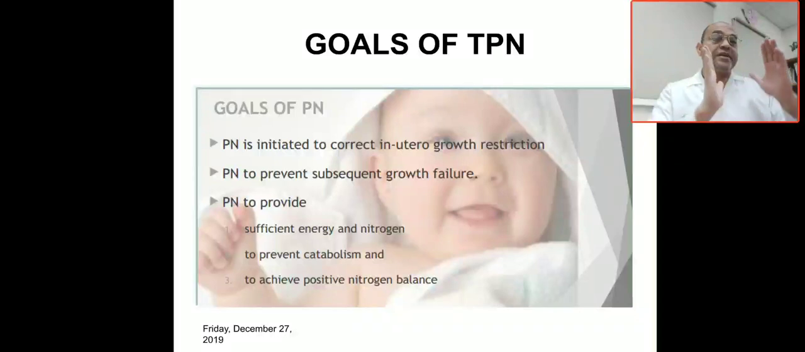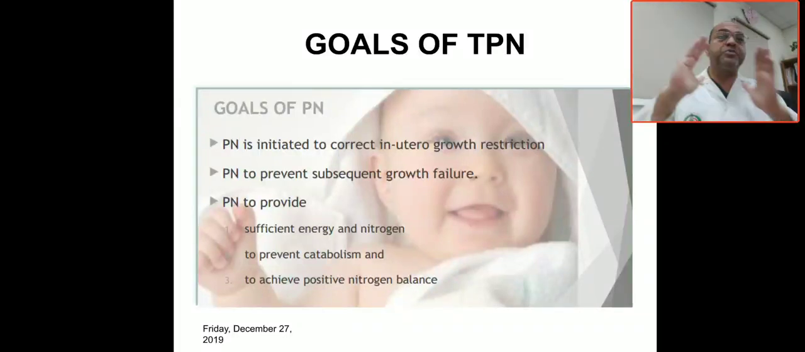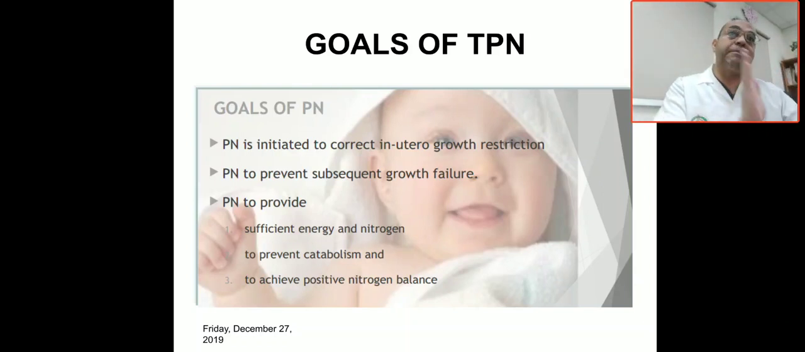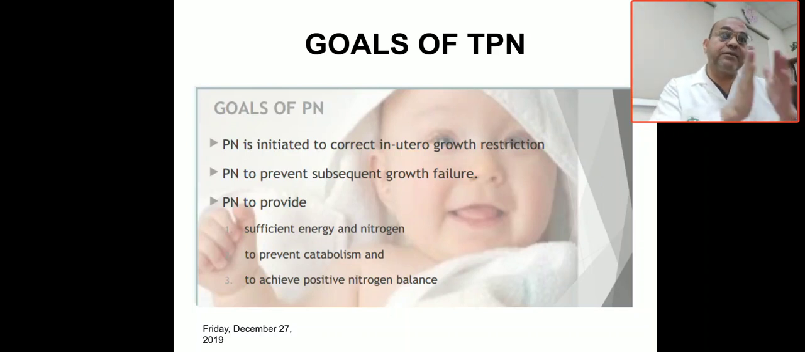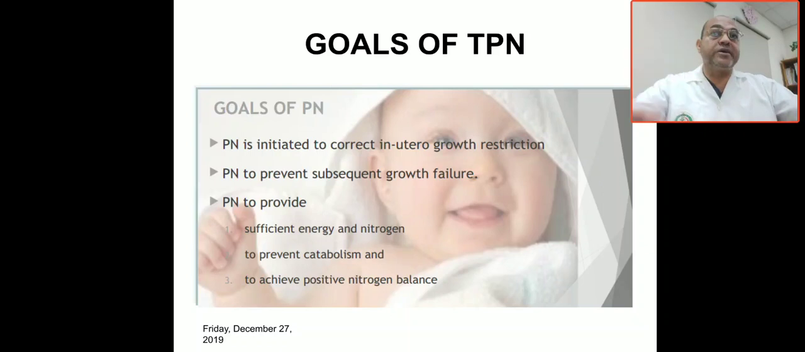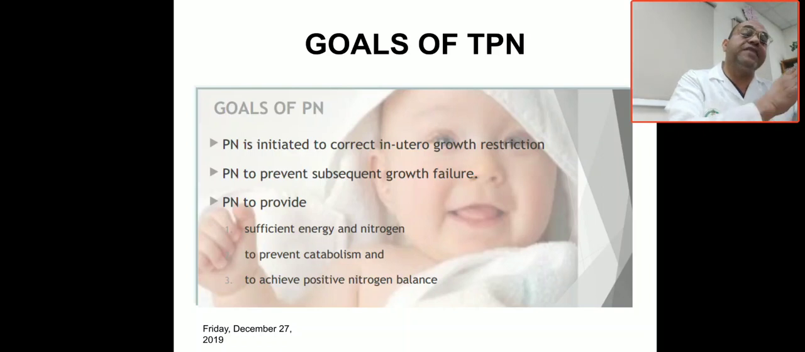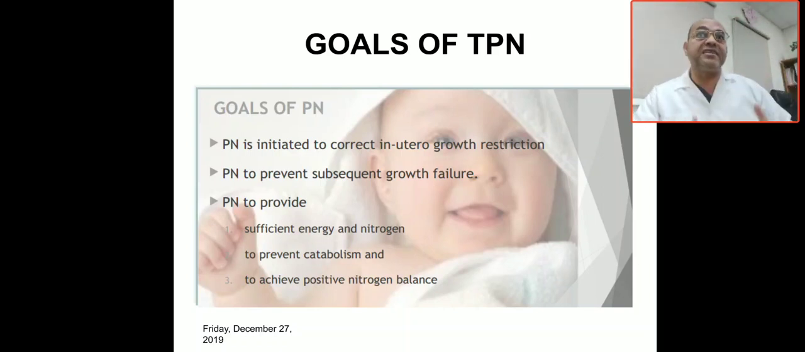TPN will actually establish the anabolic state and prevent the catabolic state. How to establish the anabolic state? Through promoting the nitrogen balance and protein sparing. How to prevent the catabolic state? We provide sufficient energy through nitrogen, calories and carbohydrates, so it will help to prevent the catabolic state and establish the anabolic state. Also to achieve positive nitrogen balance. If you achieve positive nitrogen balance, this means you achieve the anabolic state. Also prevent the catabolic state through sufficient energy from carbohydrate or lipid and positive nitrogen.